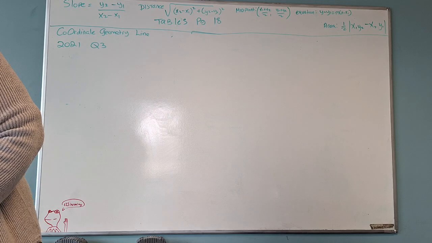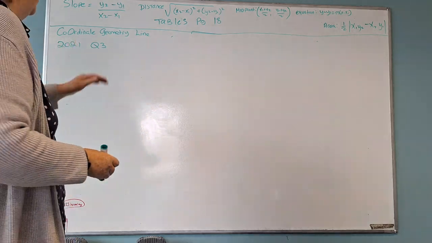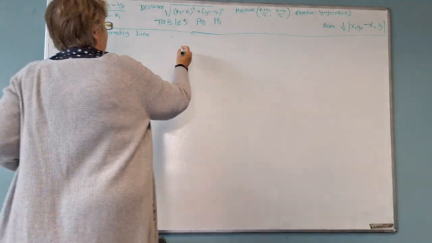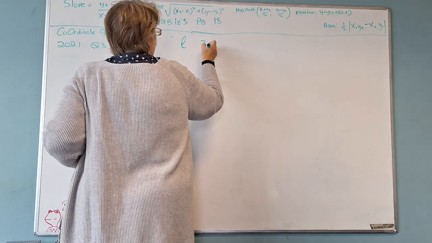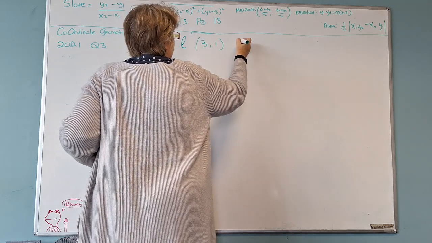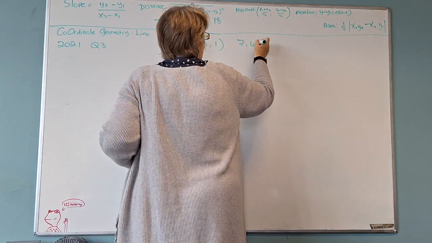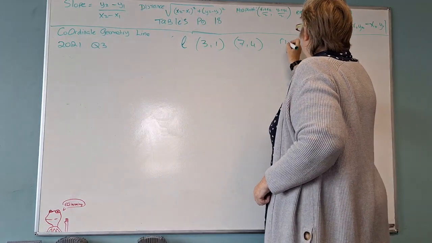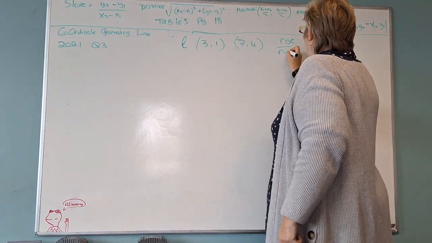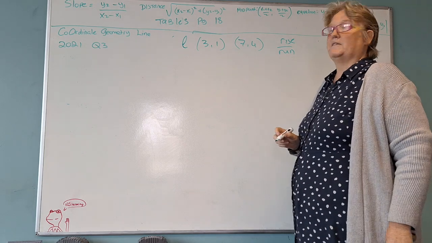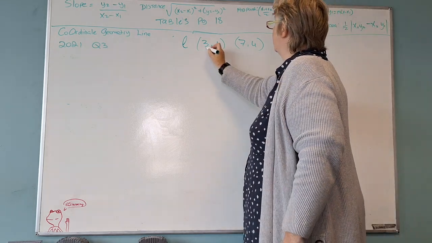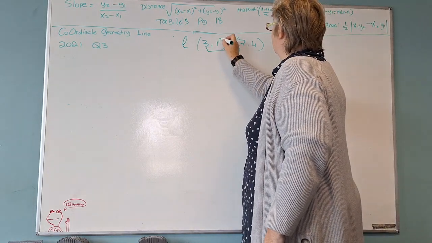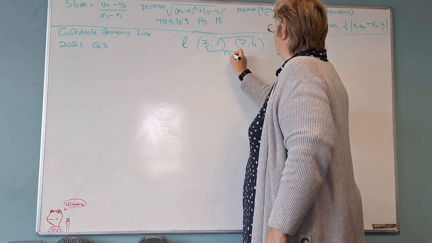I'm going to write 3, 1 down first because it's nearest to the axis. So the points on L are 3, 1, and 7, 4. Okay, so I want to get the rise over the run to get the slope. So that's your run, that's your rise.